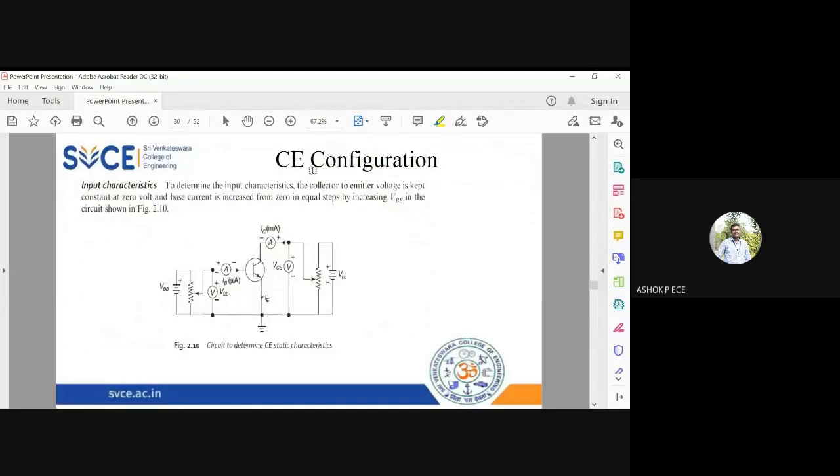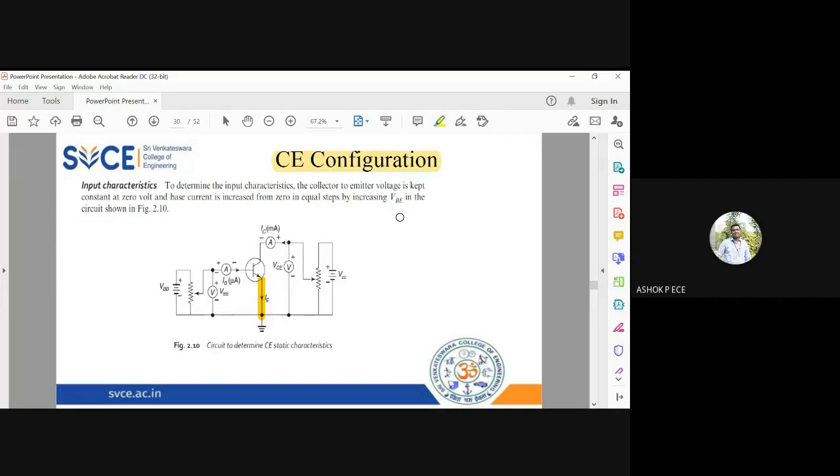Now, common emitter. So next one, common emitter. As I said, in common emitter, the emitter terminal is grounded. So base will be the input and collector will be the output.